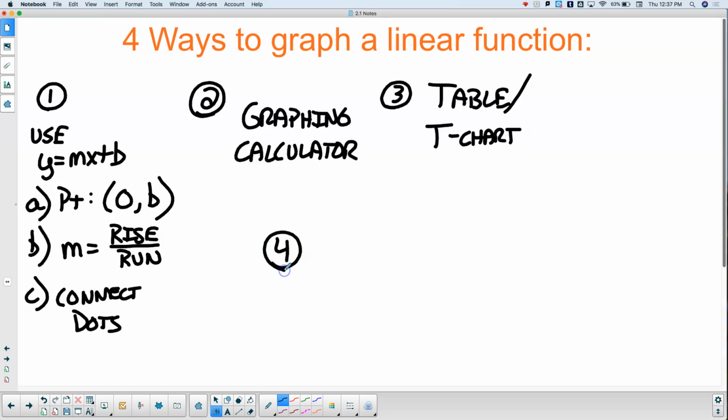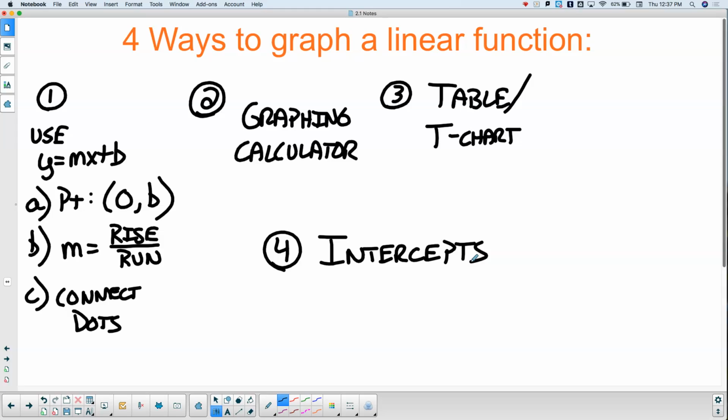Last way is probably the way that I was expecting you wouldn't get. Last way is you can graph a line using the intercepts. The x-intercept of a function is where y is equal to 0. And the y-intercept is where x is equal to 0. So you plug in 0 for y, and that would give you the x-intercept. You plug in 0 for x, that would give you the y-intercept. And again, connect the dots.